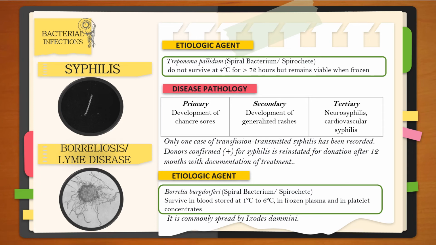So next is borreliosis or Lyme disease, which is caused by Borrelia burgdorferi, and it is commonly spread by Ixodes dammini, which is the chief vector of Borrelia burgdorferi. Okay, remember that this bacteria can survive in blood units stored at 1 degree centigrade to 6 degrees centigrade and can also thrive in frozen plasma and platelet concentrates.